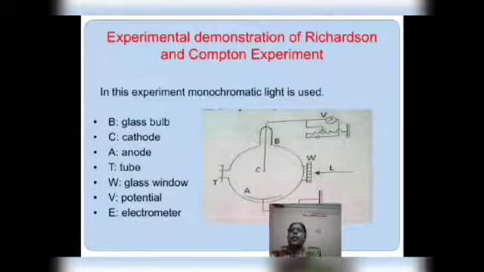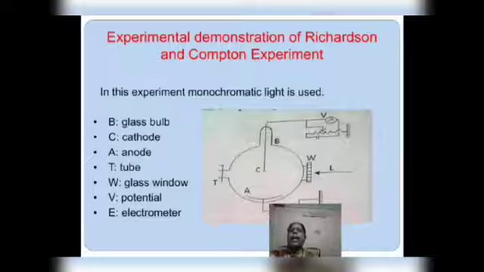Monochromatic light means light having only one wavelength. In this experiment, B is a glass bulb, C is the cathode, A is the anode, T is a tube, W is a glass window, V is the potential between cathode and anode, which we can measure with a voltmeter V, and E is an electrometer.